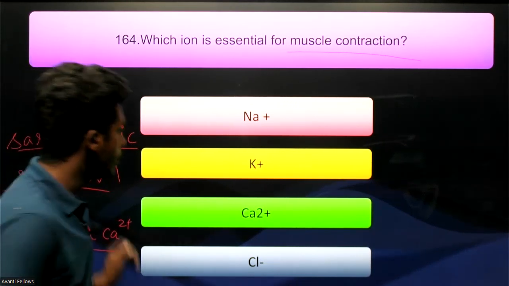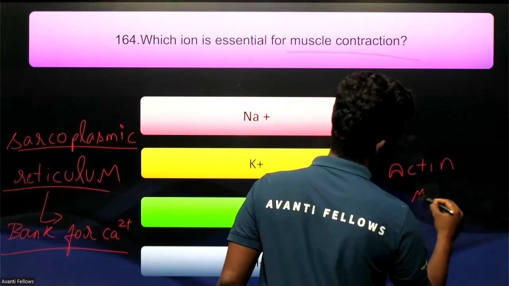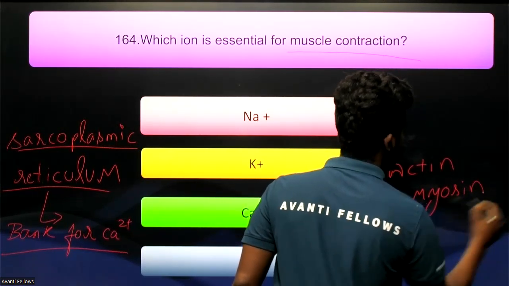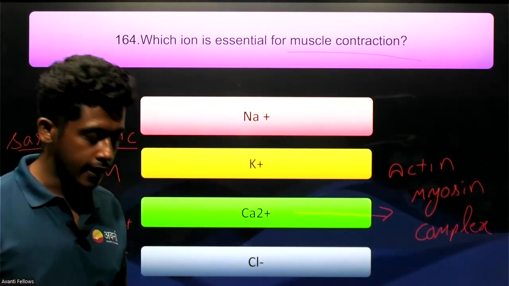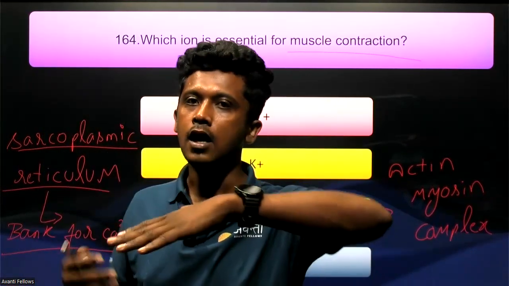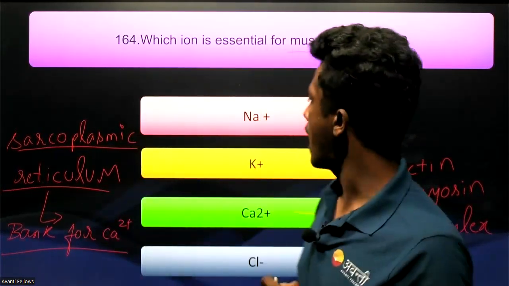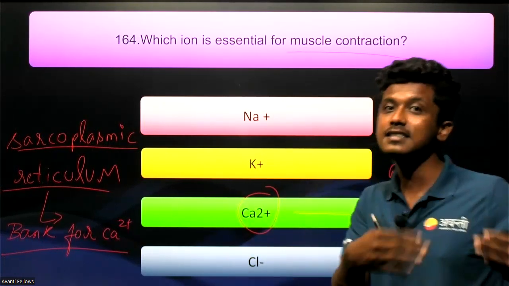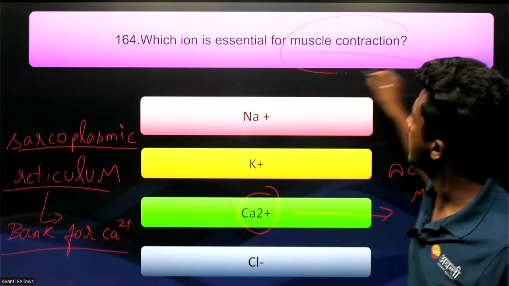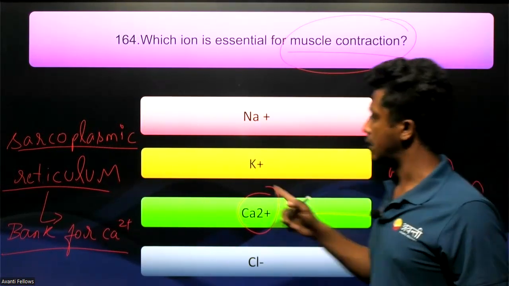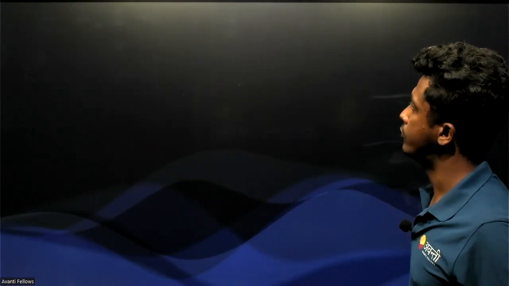Why are calcium ions required? Calcium ions are required for formation of the actin and myosin complex. Actin and myosin come and interact together, and this interaction happens with the help of calcium ions, which increases the affinity between actin and myosin. Without calcium ions, you cannot expect muscle contraction to happen. So that is why calcium ion is a very important factor, essential for muscle contraction. So let's see the next question.